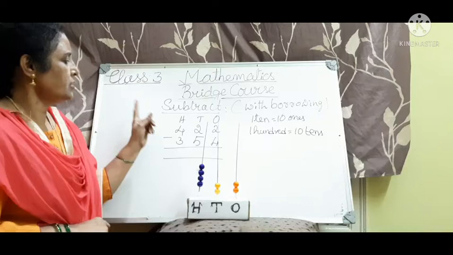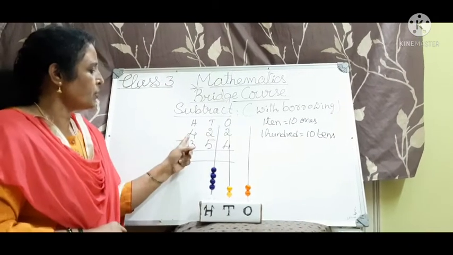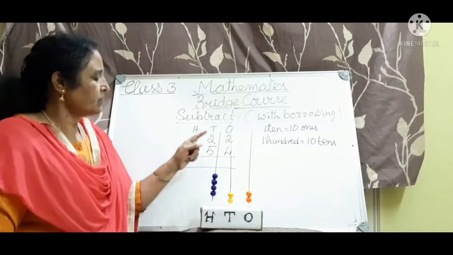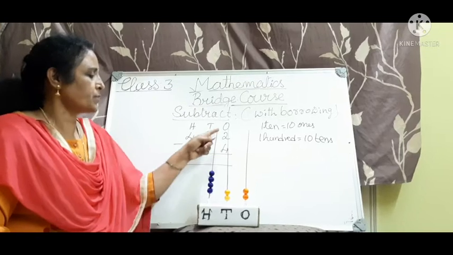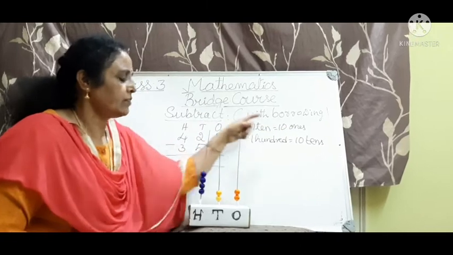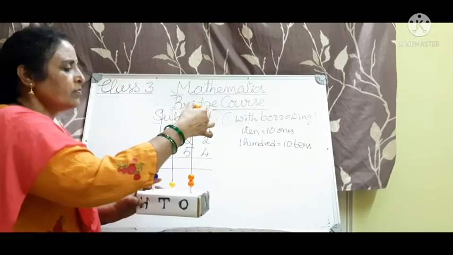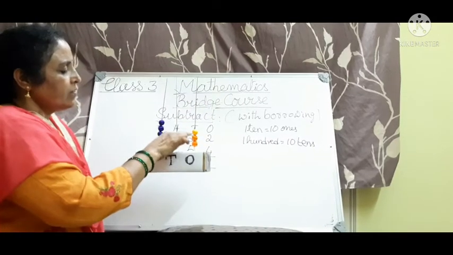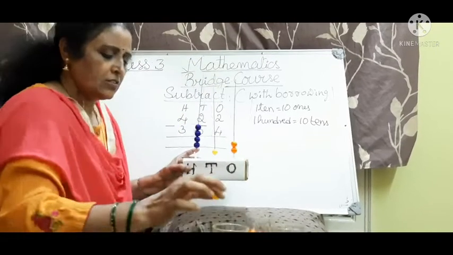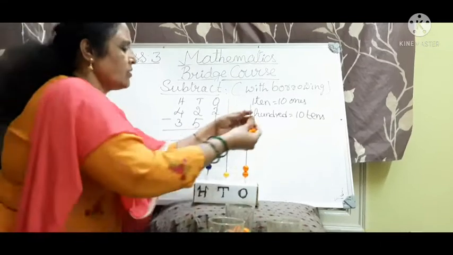Now we are going to learn how to subtract 3-digit numbers with borrowing. 422 minus 354. Here we cannot subtract 4 ones from 2 ones. Then we need to borrow. You know that 1 ten equals 10 ones. Now here I will borrow 1 ten to ones place. I will convert this into ones. I will add 10 ones here.